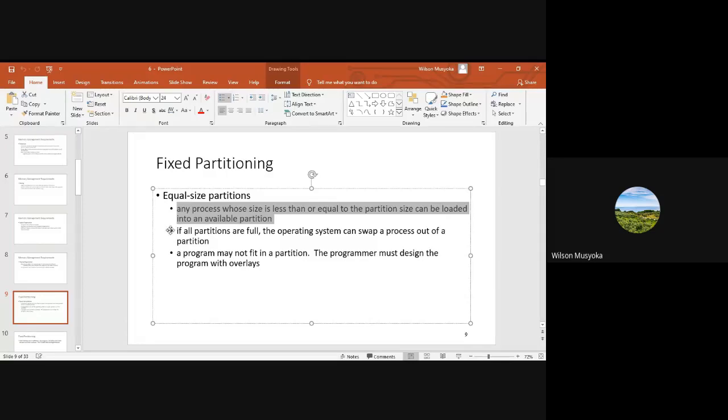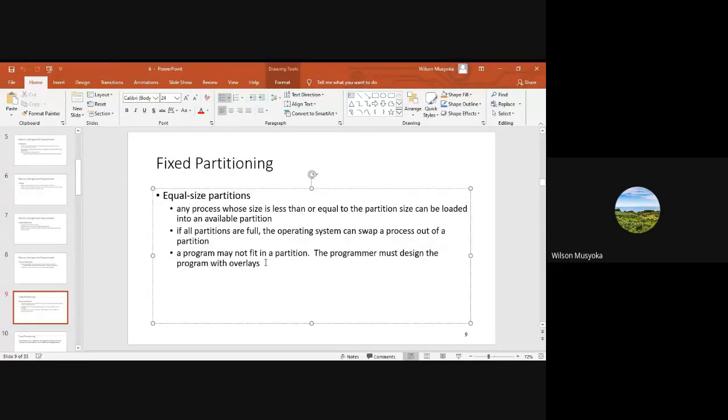If all the partitions are full, then the operating system has to swap a process out of a partition so that it can load another process. A program may not fit in a partition. That is where the challenge comes in, and the programmer must design a program with overlays. Of course, this had a challenge, and that is why I'm saying it is old school. Nowadays, it is not about equal size partitions, but dynamic memory allocation, which we will see. But there is this concept of fixed memory.